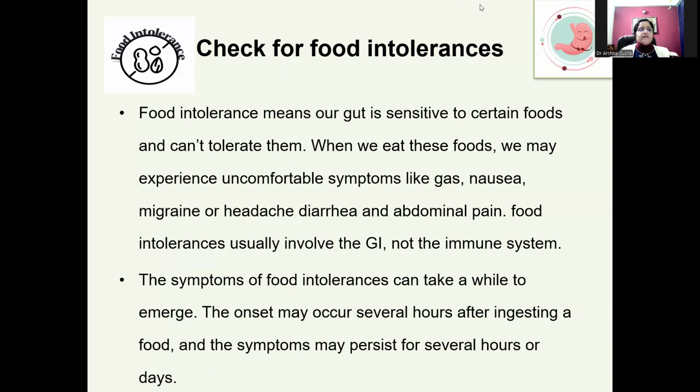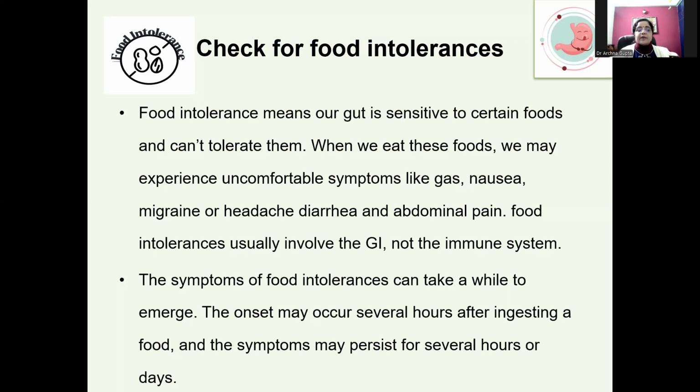Now, check our food intolerance. Many times we have seen food intolerance means our gut is sensitive to certain foods and can't tolerate them when we eat those foods. ऐसा कभी कभी हम लोगों के साथ भी होता है, बहुत ज्यादा नोजिया, माइग्रेन, हेडेक, डायरिया, एब्डोमिनल पेन, इस तरह की हमें चीजें जब फील होती है, इसका मतलब मे बी हमारी जो जीआई है उन फूड को टॉलरेट नहीं कर पा रही है, या हमारा इम्यून सिस्टम उन चीजों को टॉलरेट नहीं कर पा रहा है.